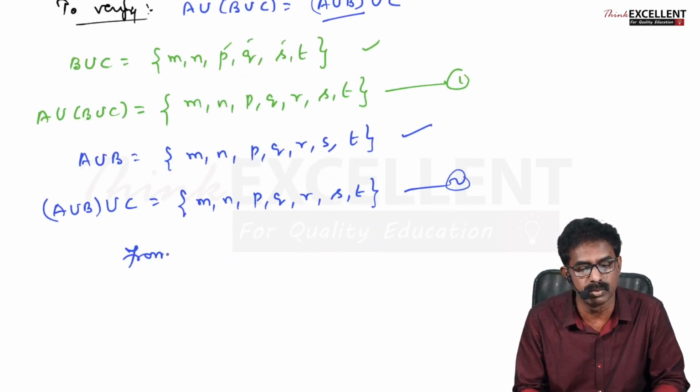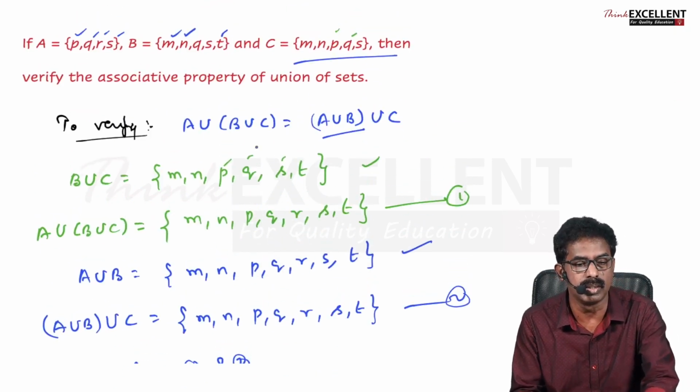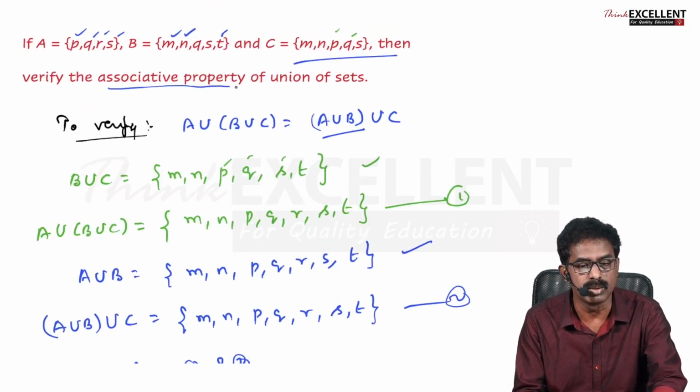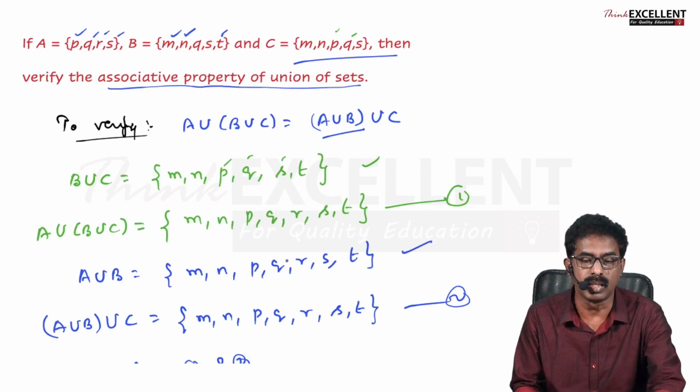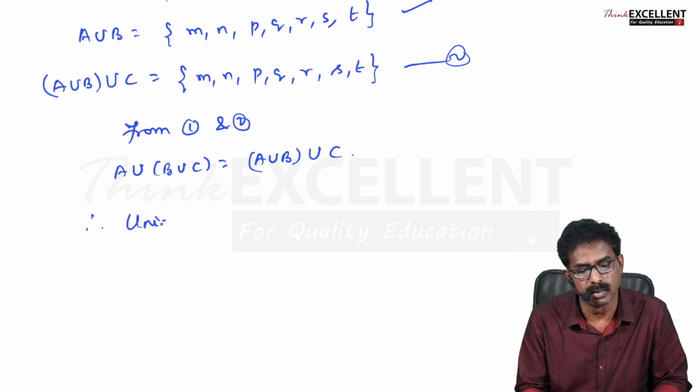So from 1 and 2, you can say (A union B) union C equals A union (B union C). Write the conclusion. Therefore, the associative property of union of sets is verified. Therefore, union of sets is associative.